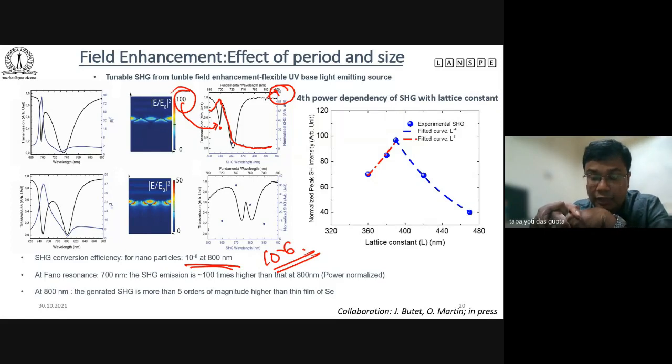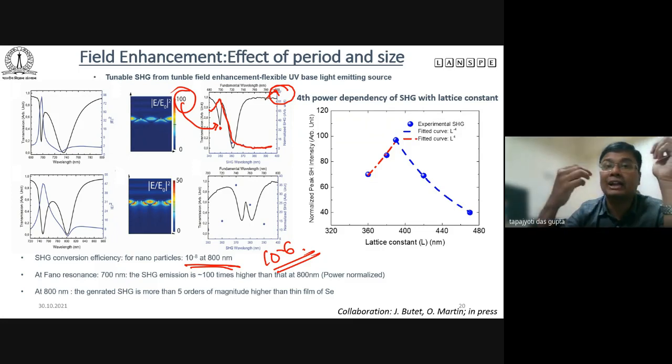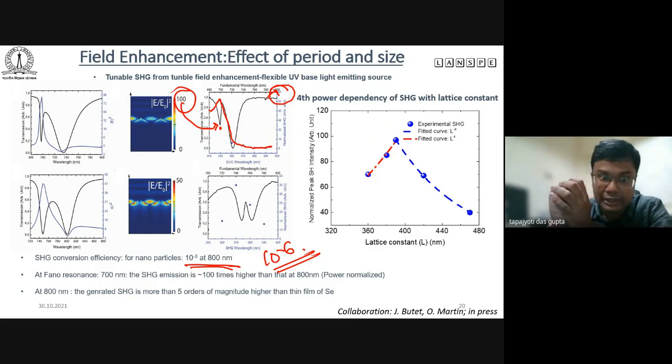And then there is a lot of quest for finding materials, process techniques, or geometries. We don't do any complex geometries. It's a simple square lattice. Just by tuning the two resonating modes, we can actually get 10 to the power of minus 6 conversion efficiency of SHG.